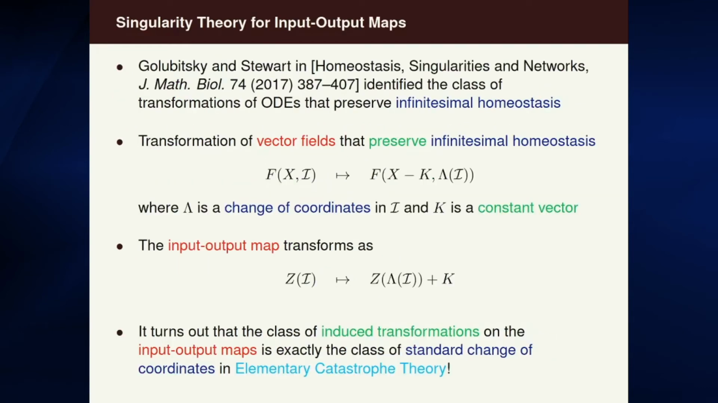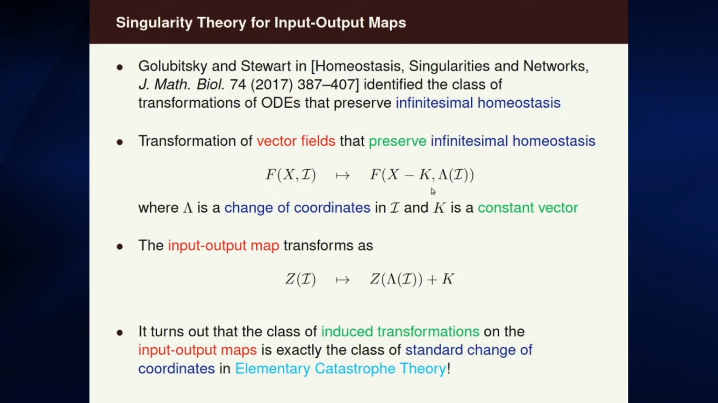So in the same paper, Golubitsky and Stewart identified the class of transformations of ODEs that preserve the notion of infinitesimal homeostasis. The transformations act on a vector field by translating the state variables and performing a change of coordinates on the parameters. Here k is a constant vector. This is expected since we want to define an input-output function by some coordinate of the state variable, and if you perform an arbitrary change of coordinates here, you destroy this observable that we fix a priori.